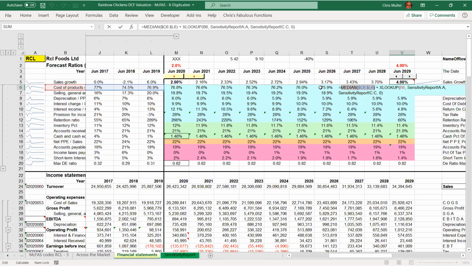So, for example, when I look at my cost of product sold, I've got 77 and 74s and 76s here. The median is going to line all of them up in order, and it's going to take the average between the 5th and the 6th one. That's the median. If they're an odd number, then it will take the one right in the middle.